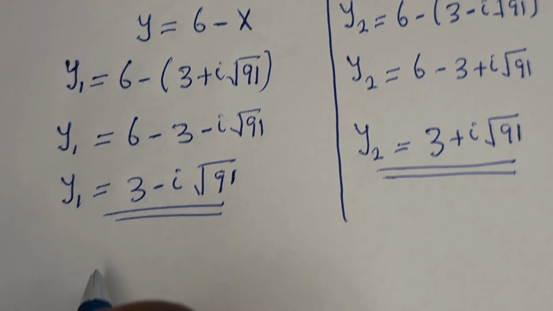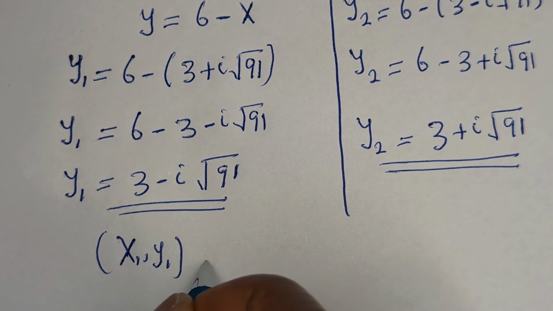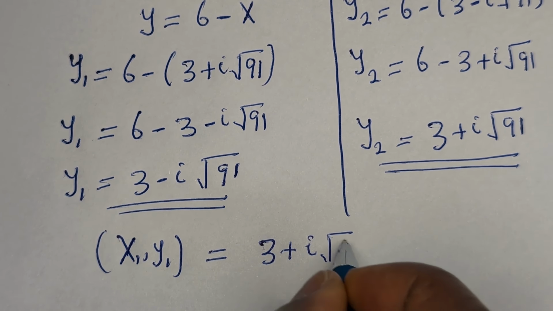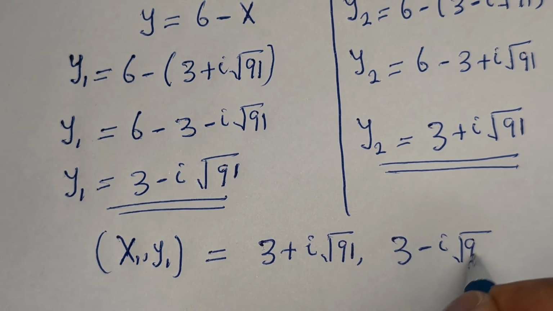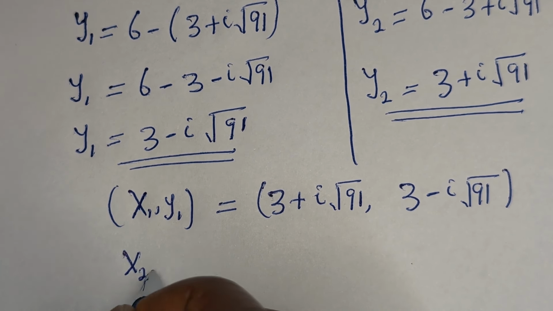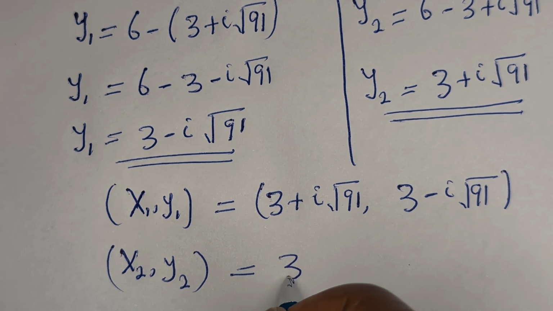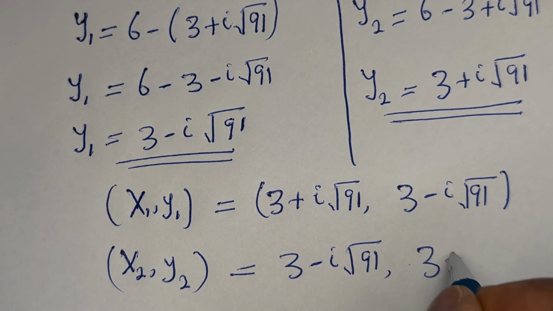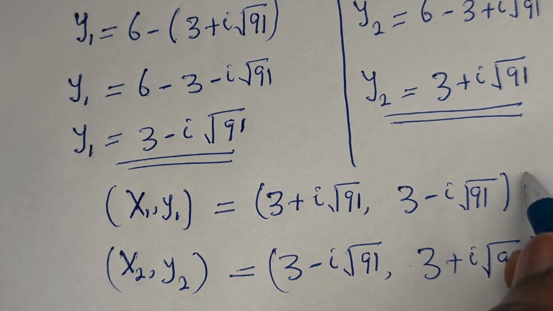Now, our final answers are s1, y1 is equal to 3 plus i square root of 91, 3 minus i square root of 91. Then s2, y2 is equal to 3 minus i square root of 91, 3 plus i square root of 91. These are the final answers.